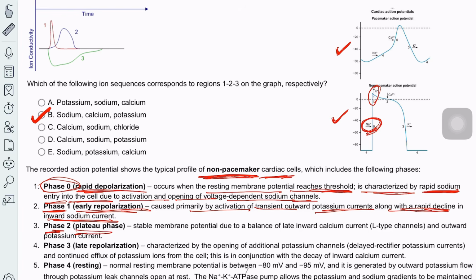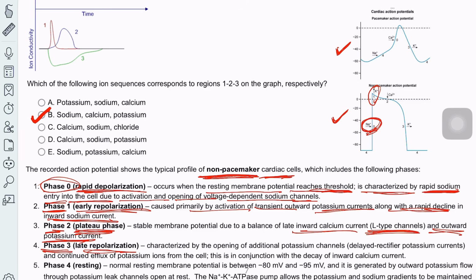Phase 2 is a plateau phase, which is by calcium ions. So this is a stable membrane potential due to a balance of late inward calcium current, L type calcium channels, and outward potassium current. So they balance out each other and this results in a plateau, and this is the cause of the long refractory period in the cardiac muscles so that the cardiac muscles don't fatigue.